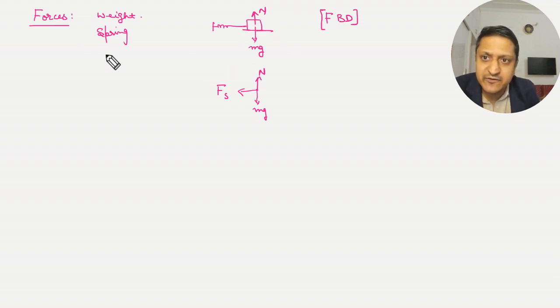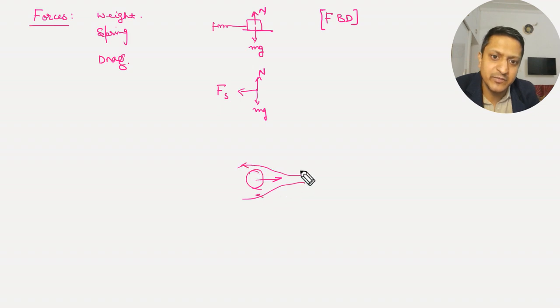Then there is drag force. Drag force is for objects when there is some air drag. Suppose this object is moving in this direction, so there will be some air drag. For the free body diagram, we will say that there is a force of air drag.